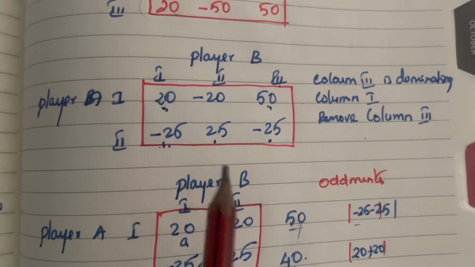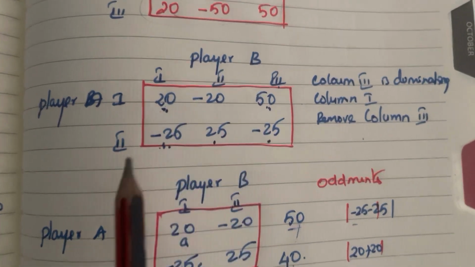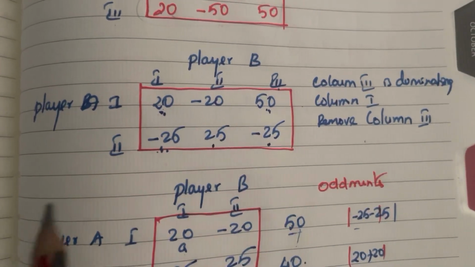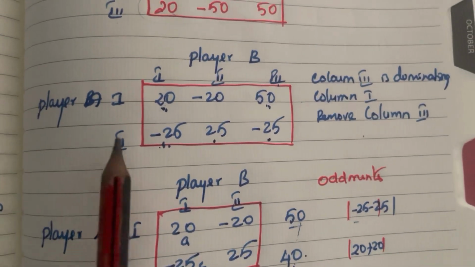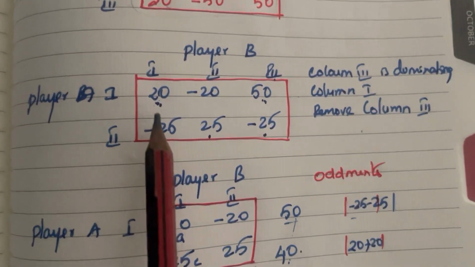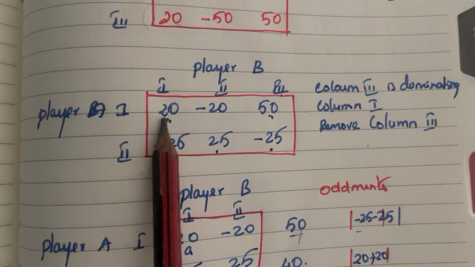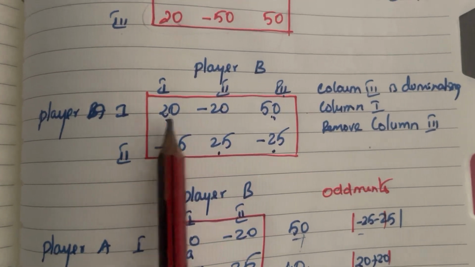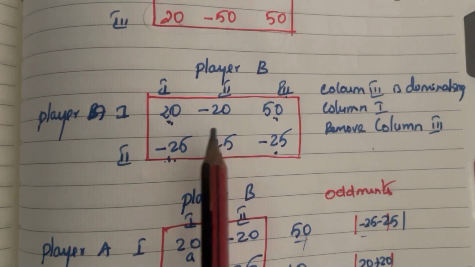So now we have made the rows into 2, so we need to make the columns into 2, so we need to check whether column wise domination is there or not. Okay, so in the same way, first let us take the first column and check it with the second column.